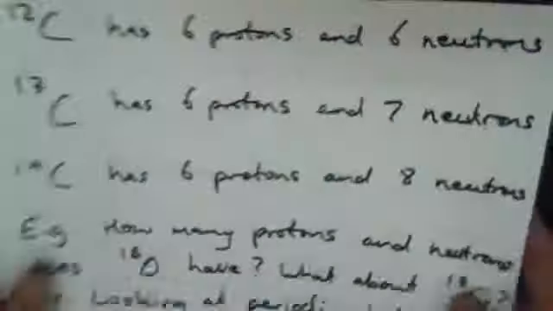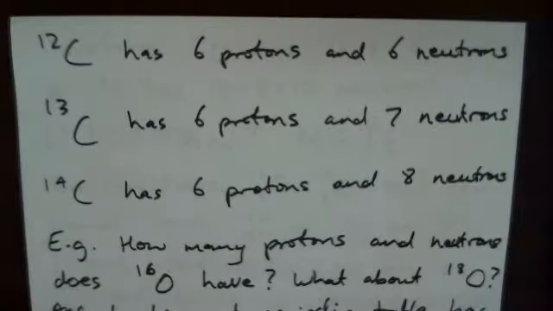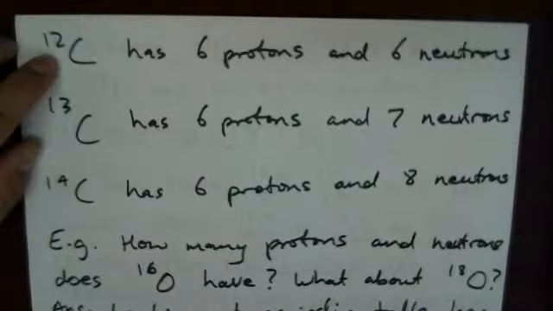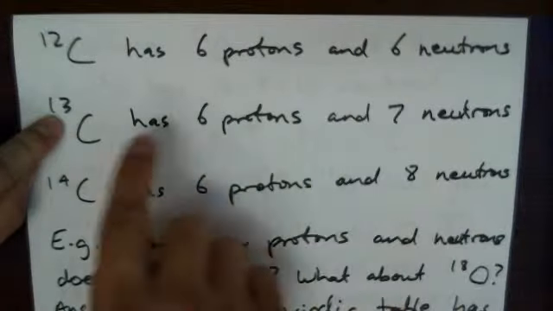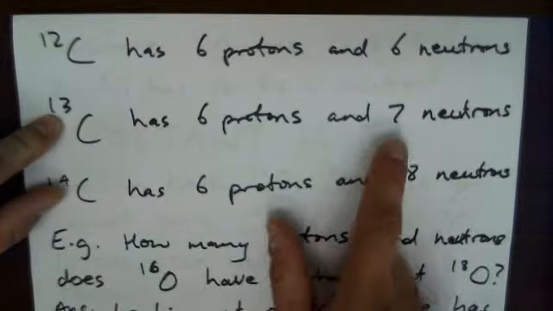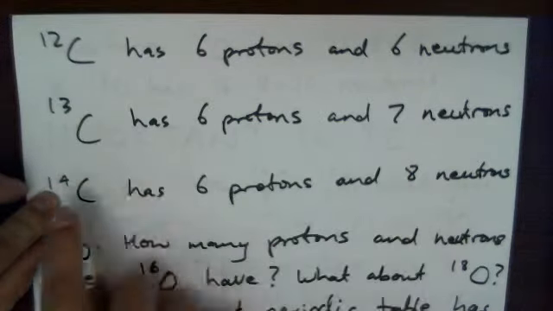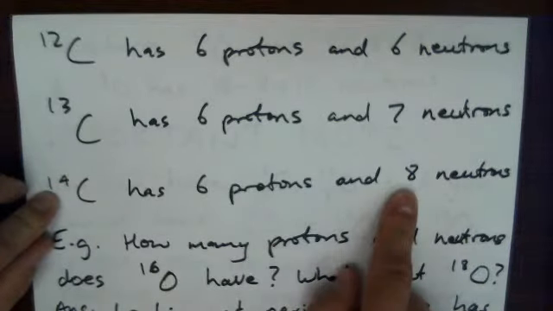So the mass must come from the number of protons and the number of neutrons. The electrons don't weigh much compared to the protons or the neutrons, so we look at that as negligible. So this mass number of 12 must have come from 6 protons and 6 neutrons. The mass of 13 must have come from 6 protons and 7 neutrons. The mass of 14 must have come from 6 protons and 8 neutrons.